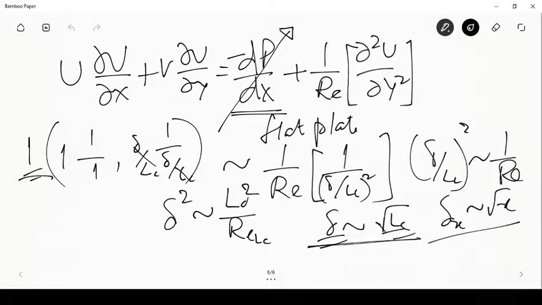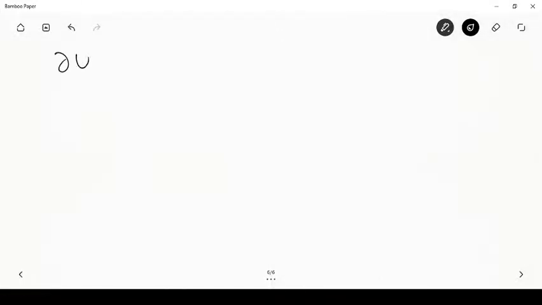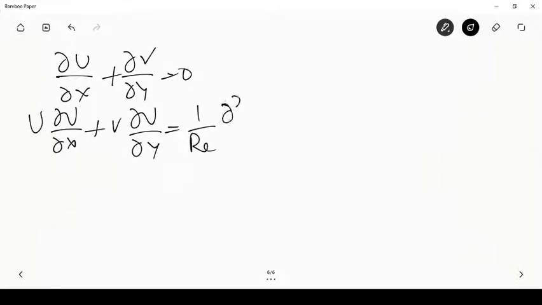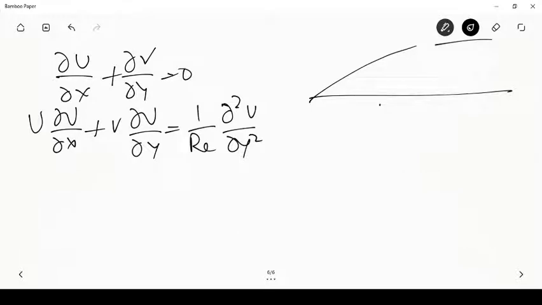So that brings us to the boundary layer equations as del u by del x plus del v by del y equal to 0, u del u by del x plus v del u by del y equals 1 over Re into del squared u by del y squared. These are the two equations that one needs to solve with the boundary conditions that at the wall u is 0 and in the free stream as y tends to infinity u tends to 1.